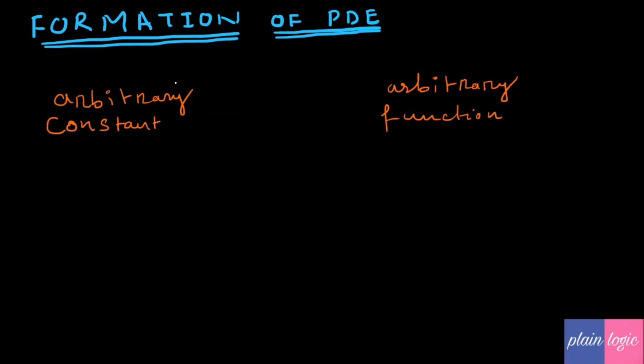So while eliminating arbitrary constants, you will be eliminating terms like a, b, c and constants like 1, 2, 3 also. And while you are trying to eliminate arbitrary functions, there you will be dealing with functions like x by y or some function of xz by y. These are certain examples. So let's begin by doing some problems.